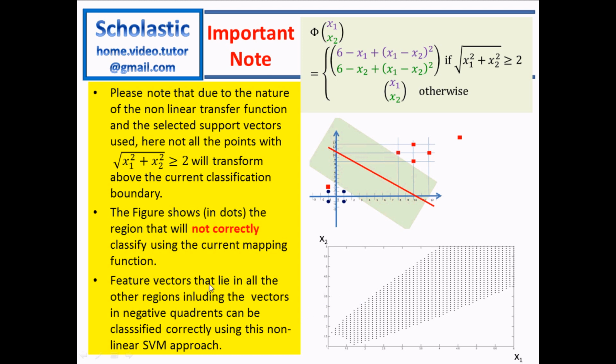That means feature vectors that lie in all the other regions, including the vectors in negative quadrants, can be classified correctly using this nonlinear SVM approach, other than the points that are indicated here. That's because of the nature of this classification function, this transfer function. So we need to think of a different transfer function if we want to apply it to this generic case.